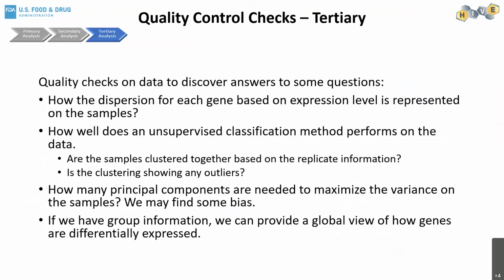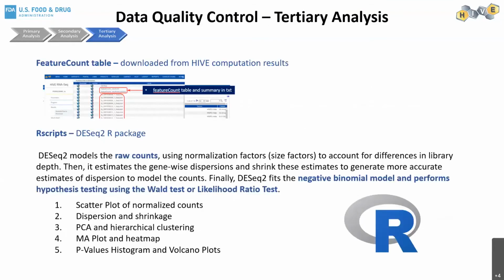Now, the last one is the tertiary analysis, with quality control checks again. Questions that we can answer are, for example, how the dispersion of each gene based on expression level is represented on the samples, and how well the unsupervised classification performs on the data. Are these samples together? Once we cluster them, is the clustering showing any outliers? How many principal components are needed to maximize the variance on the samples? We may find some bias. If we have group information of the replicates, can we provide a global view of how the genes are differentially expressed? We can use those to get answers for these questions.